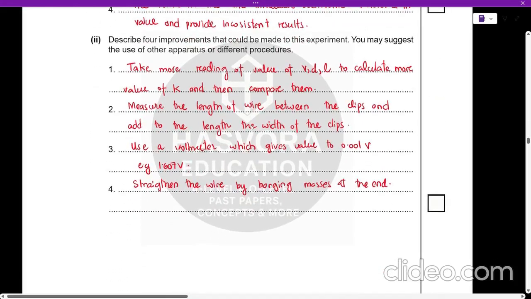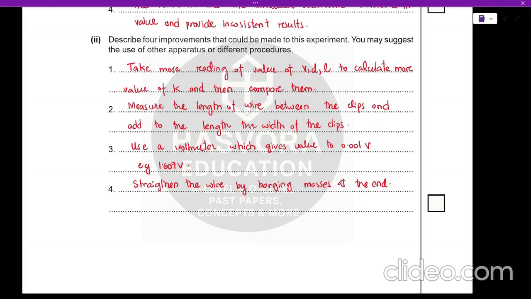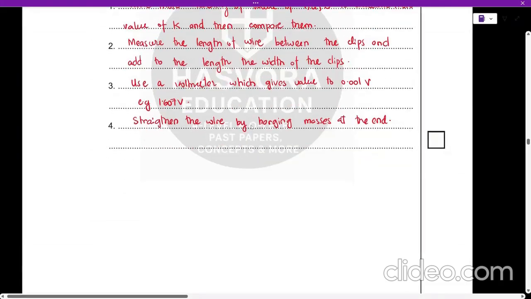Now their improvements could be to take more readings of the value of V and L to calculate more values of K and then compare each. The second improvement, for the length of the wire between the clips, will be to measure the length of the wire between the clips and add it to the width of the clips, so you can actually get the actual wire length. The third improvement could be to use a voltmeter which gives values to 0.01 volt, for example, I have provided the example of 1.607 volt.